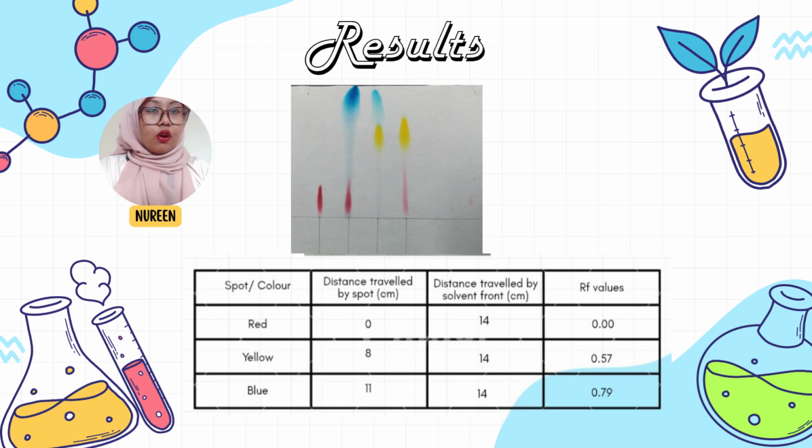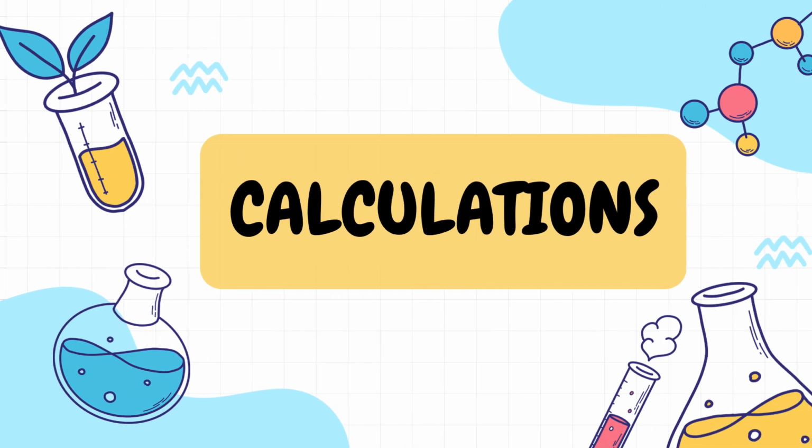along the paper. Overall, the results showed that different food dyes had different migration behavior due to differences in their solubility and interaction with the stationary and mobile phase. Paper chromatography successfully separated the food dyes and allowed comparison using RF values.